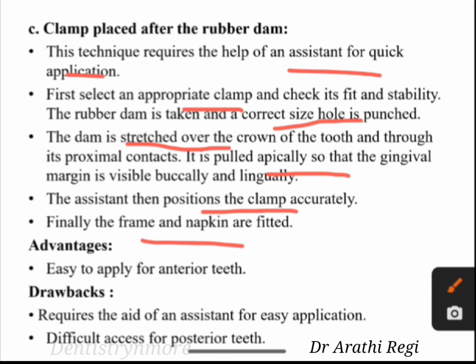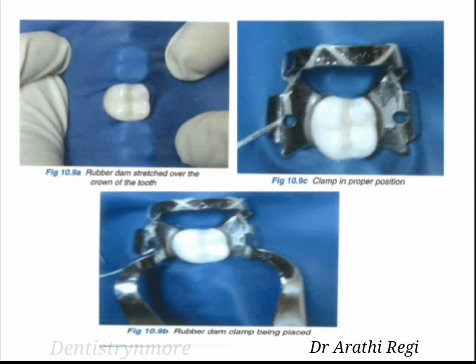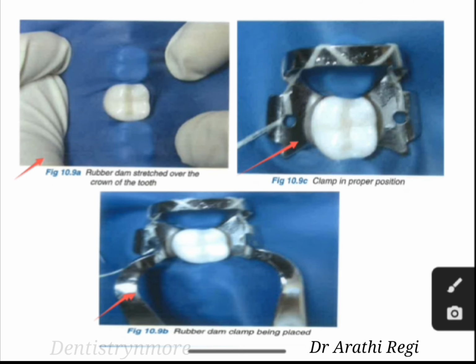It's easy to apply on the anterior teeth, but drawbacks are it's difficult access to posterior teeth and requires the aid of an assistant for easy application. This figure shows that the rubber dam is stretched over the crown of the tooth, and the next figure shows the clamp in the proper position, and the last figure shows the rubber dam and clamp being placed.